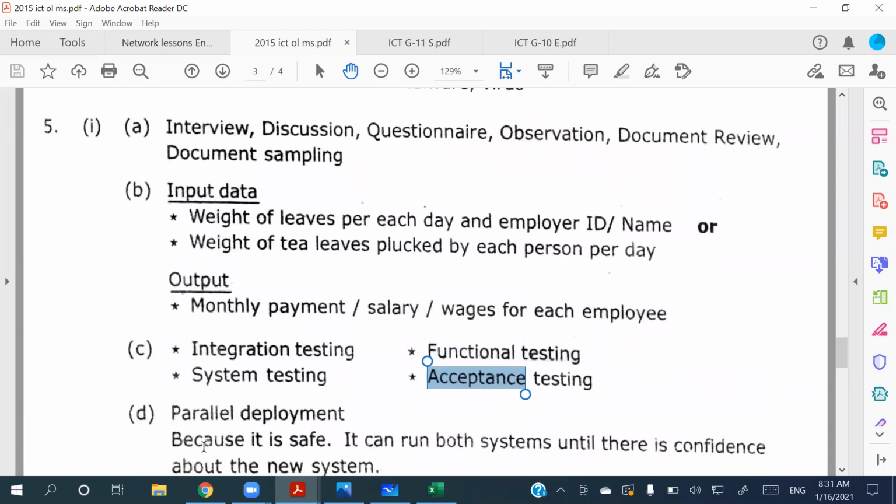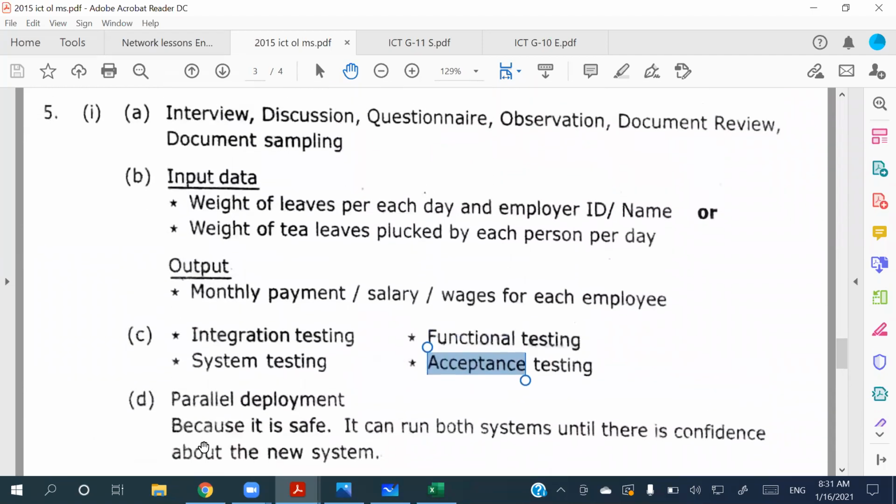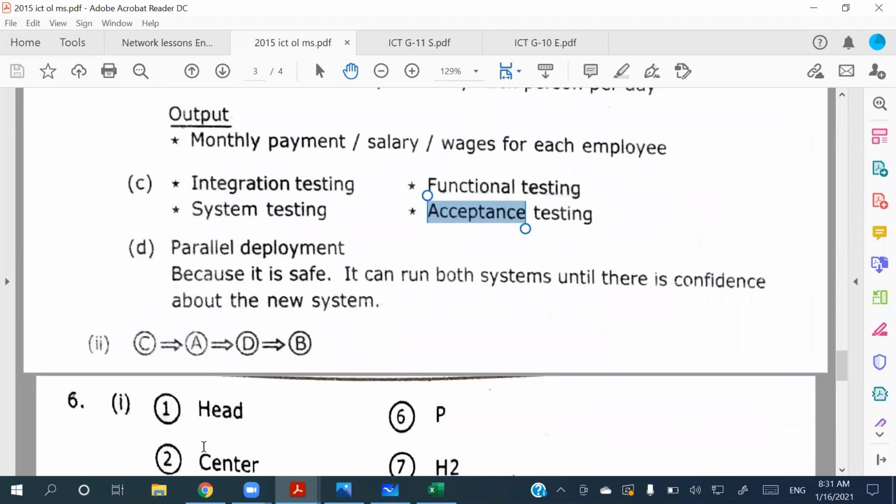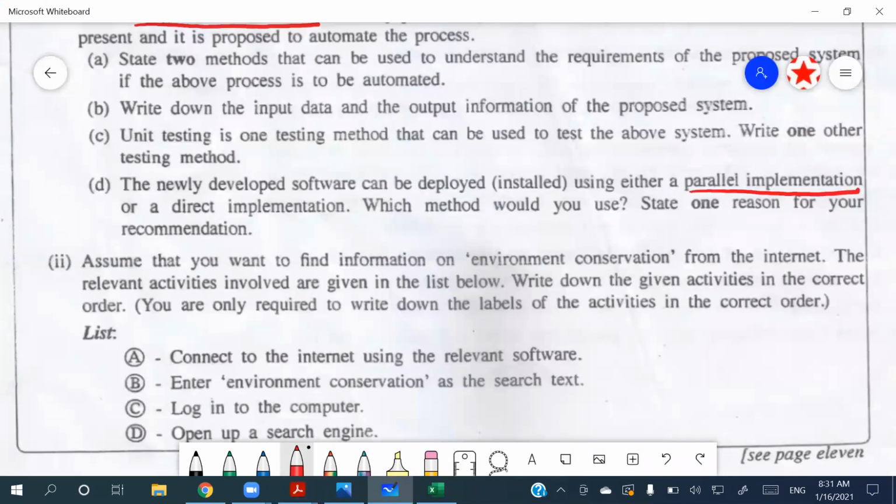Two marks for each and every part. So part A is 2 marks, part B is 2 marks, part C is 2 marks, and part D is 2 marks as well. And the very final one is asking for the order. Assume that you want to find information on environment conservation from the internet. The relevant activities involved are given in the list below. Write down the given activities in the correct order. You are only required to write down the labels of the activities in the correct order.